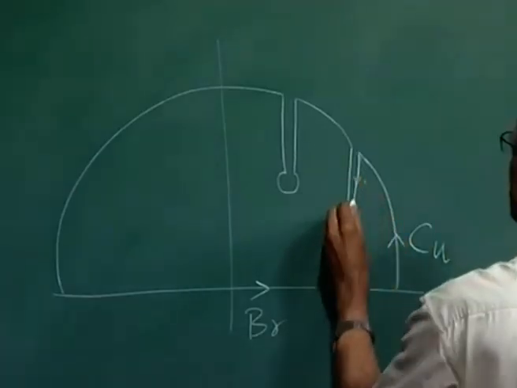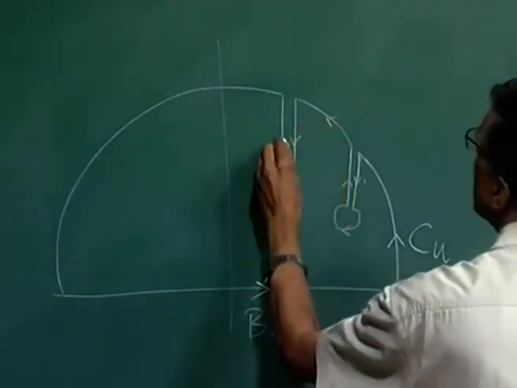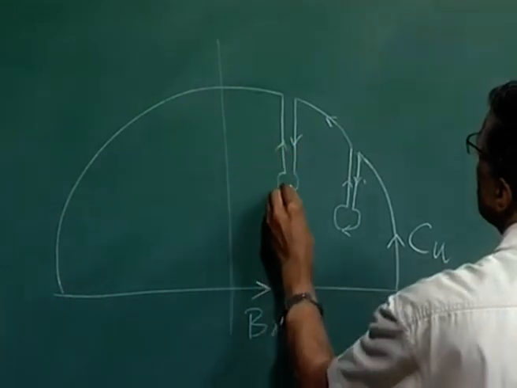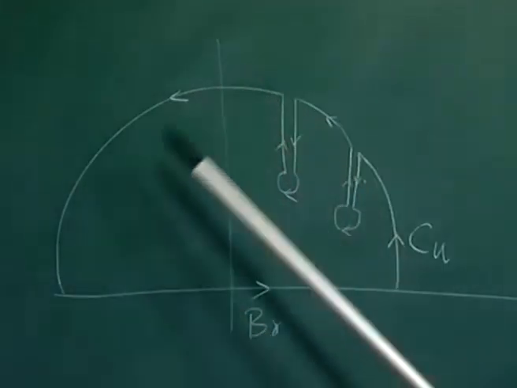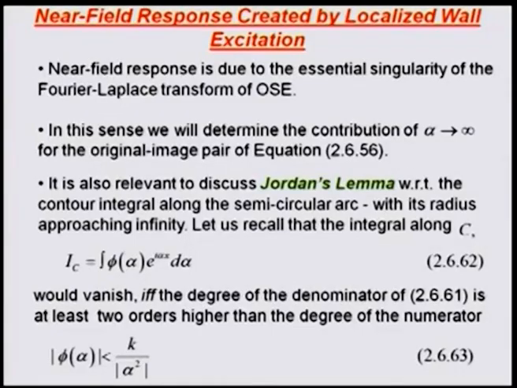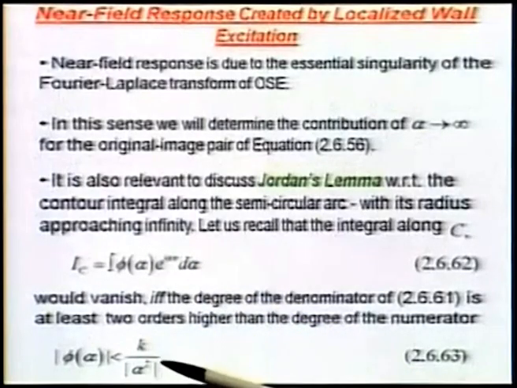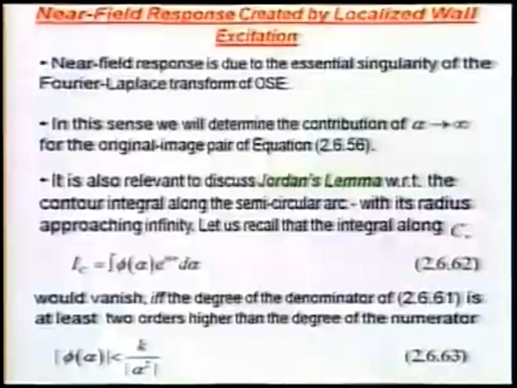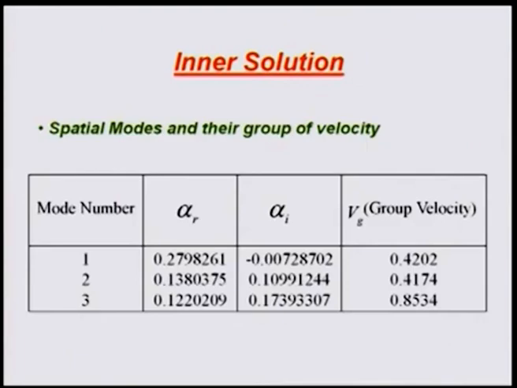So we have seen what we get in terms of Cauchy's integral formula and theorem. And we are talking about this part, the contribution coming from the semicircular path. Jordan's lemma claims that if phi of alpha has this kind of a structure where the denominator's order is at least 2 degrees higher than the numerator, then this will not contribute anything. So we decided to take a look at that aspect and see if phi of alpha indeed has this property or not, and that's where we began.